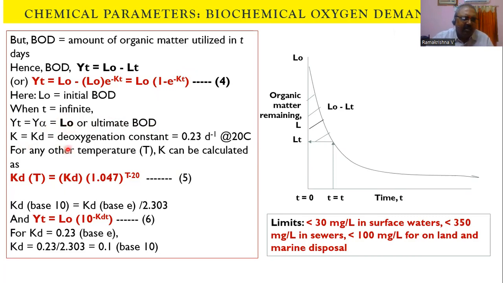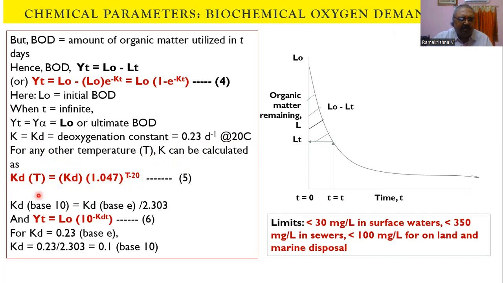And K is nothing but KD, the deoxygenation constant, and we are writing it as 0.23 per day at 20 centigrade. This can also be experimentally determined, and it is the standard value we use for all practical calculations. This KD again varies with temperature. At any temperature other than 20, we can calculate KD at temperature T as KD at 20 centigrade into 1.047 to the power of T minus 20.